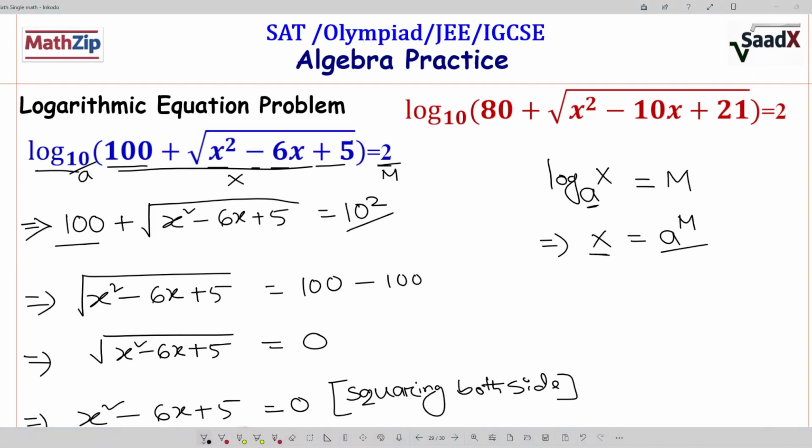So for these kinds of problems we have to be careful about which law we implement. Here we are following log base a of x equals m, which is x equals a to the power m. So this one is finished. In this video I am going to solve another similar type of math.